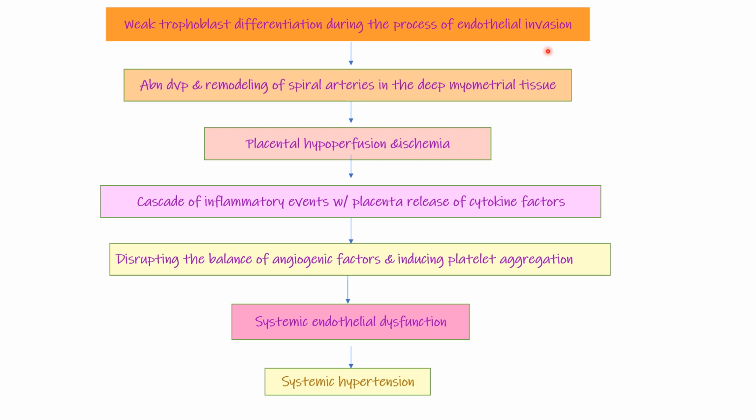So this is a summary of the pathophysiology, where you have weak or inadequate trophoblastic differentiation during the process of endothelial invasion. This now will result in abnormal development and remodeling of the spiral artery in the deep myometrial tissue. So later you'll have a high resistance uteroplacental circulation and later have placental hypoperfusion and ischemia. So this now will result in toxins that will enter the bloodstream and cause a cascade of inflammation with placental release of cytokines, disrupting the balance of angiogenic factors and inducing platelet aggregation. So as a result, you are going to have systemic endothelial dysfunction and later have systemic hypertension.